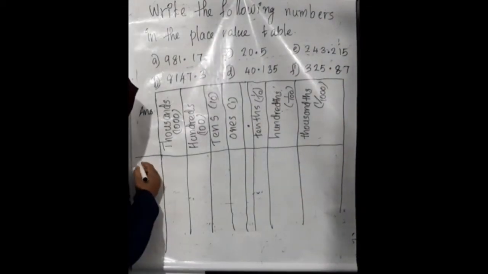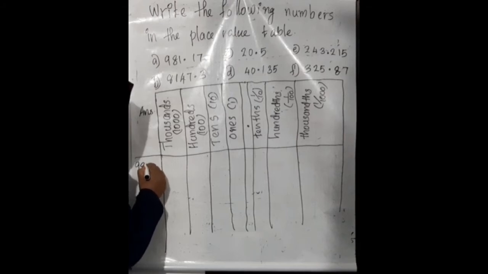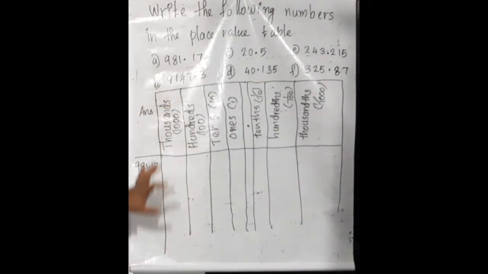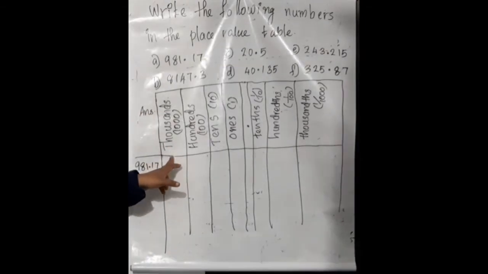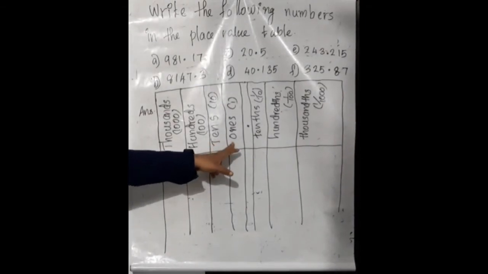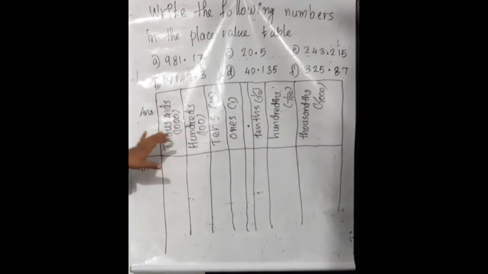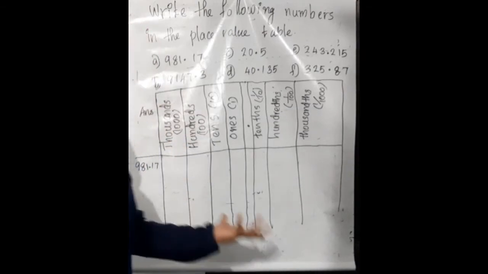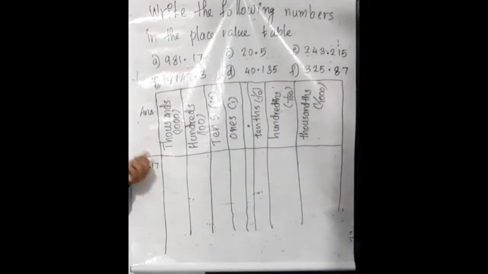Then let us see some of the examples. First question, 981.17. Here I have drawn the place value table and I have mentioned the place values: thousands, hundreds, tens, ones, tenth, hundredth, thousandth. We have to arrange the given numbers in this place value table. If anything is extra, we can add that box also.